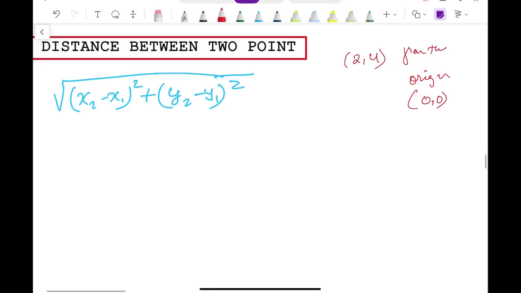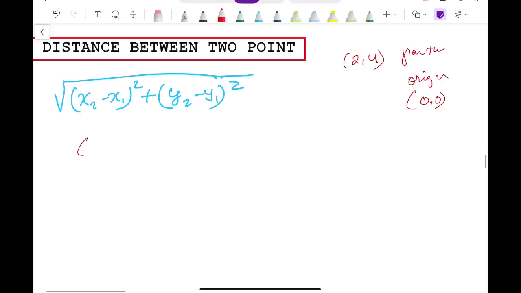So now I'll just take a real life example. What's the distance between 2, 4 and 3, 6? The question can be what is the distance between these 2 points, or how far is this point from this point. In that case, you just apply the formula. This one is x1, this one is y1, this one is x2, this one is y2. Remember that.